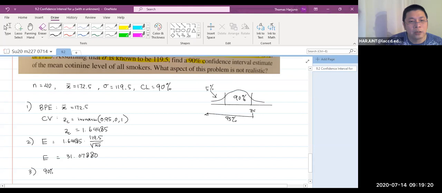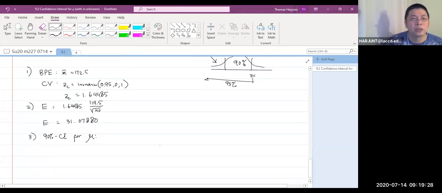The 90% confidence interval for mu. Don't forget to make this declaration. You need to make that declaration. That will be 172.5 minus margin of error, 31.0780, less than mu less than 172.5 plus 31.0780.